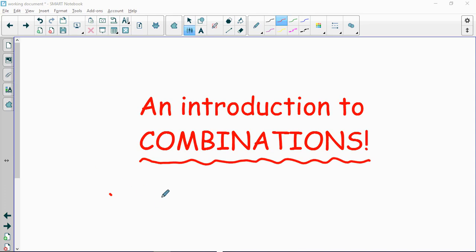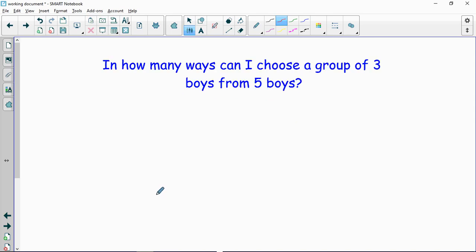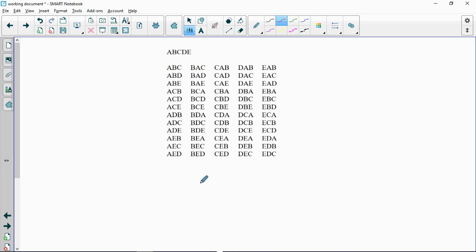Okay, so what we're going to do now is look at what's called a combination. We're going to start off with an example. In how many ways can I choose a group of 3 boys from a group of 5 boys? Now, if we have a look at the permutation, we will remember that 5 permutation 3 was 60. That is when I'm concerned about the order. In other words, I'd count ABC differently to BAC, differently to ACB, differently to BCA.